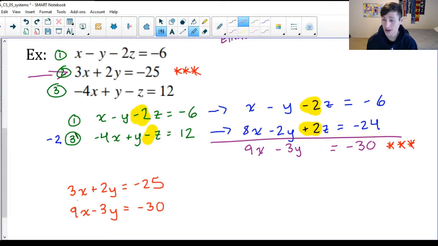And I just need to figure out which one do I get rid of now. Do I want to get rid of the x's? Do I want to get rid of the y's? Because now I just have a 2x2 system. Two equations, two variables. This is exactly like that first example we did of elimination.